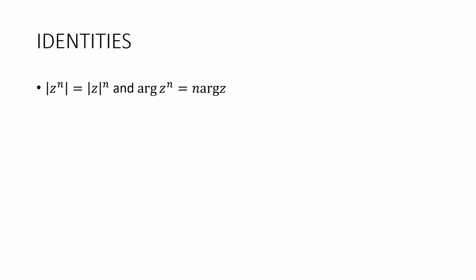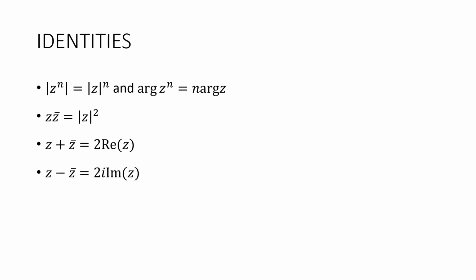Here's the first one. The modulus of Z to the power of n is equal to mod Z to the power of n, and the argument of Z to the power of n is equal to n multiplied by the argument of Z. If we take the complex number and multiply it by its conjugate, that's the same as mod Z squared. Check that one out, that's really cool. We add a complex number and its conjugate, we get 2 times the real part of Z. If we subtract a conjugate from the complex number, we get 2i multiplied by the imaginary part of Z.